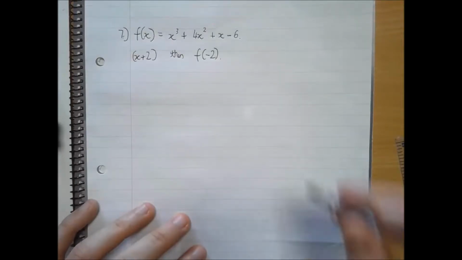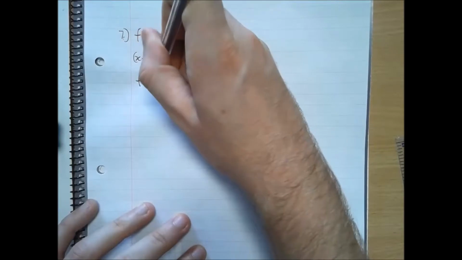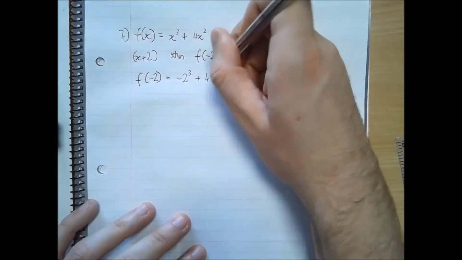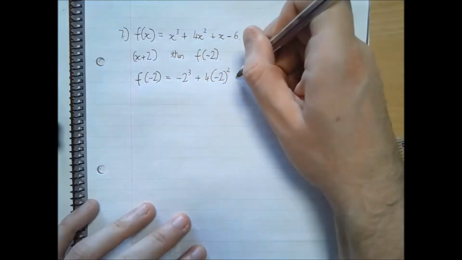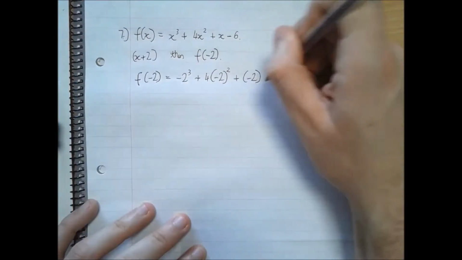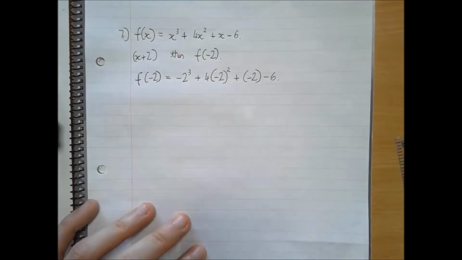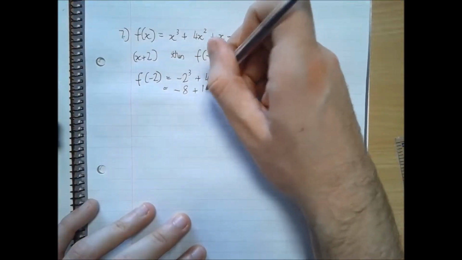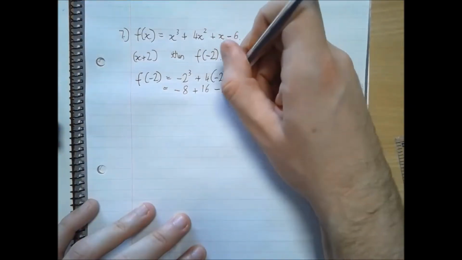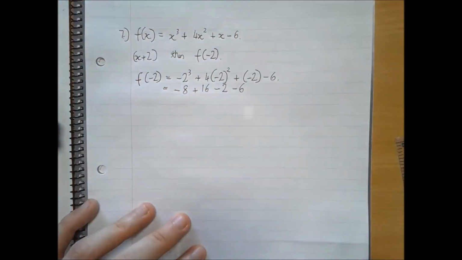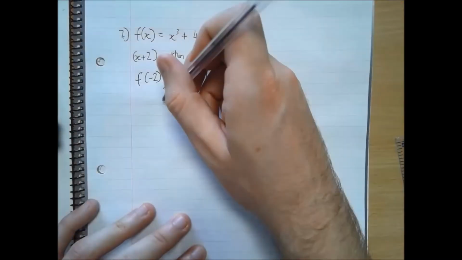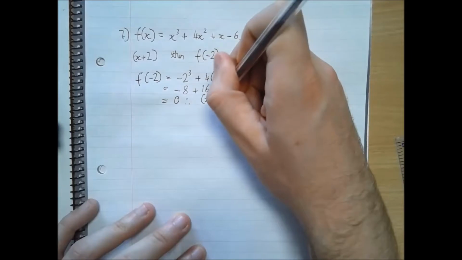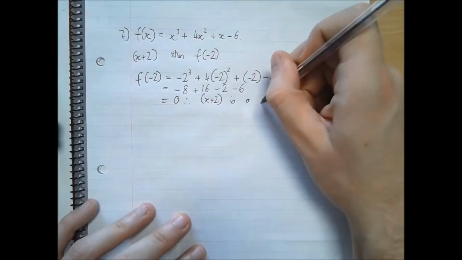equal 0. So we use f of minus 2, we're going to have minus 2 cubed plus 4 times minus 2 squared plus minus 2 minus 6. So that'll be minus 8 plus 16 minus 2 minus 6. And of course this equals 0, so we know then that x plus 2 is a factor.